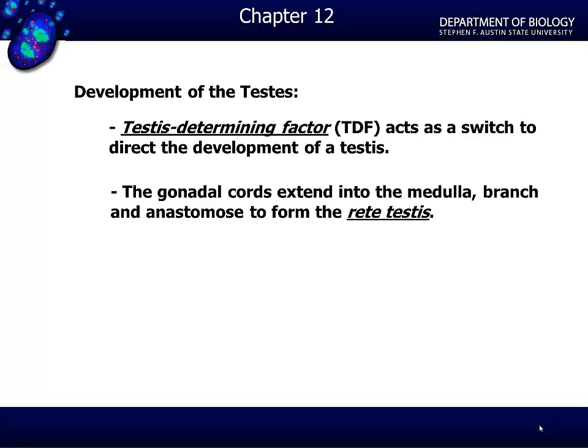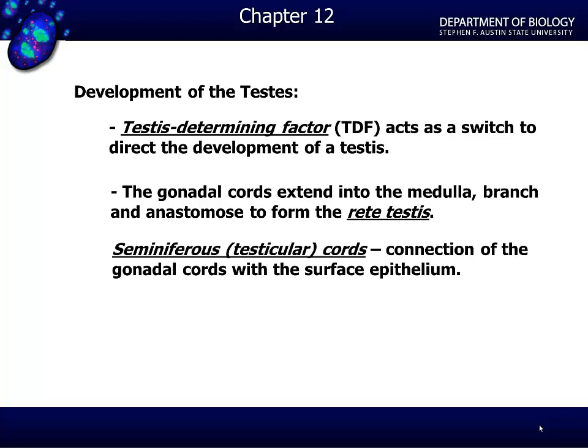But in the presence of testis determining factor, the gonadal cords are going to extend into the medulla, they're going to branch, and they're going to anastomose to form a network. And this network is going to form the rete testis. Now we're also going to see that seminiferous cords, also testicular cords, are going to form, and these are going to connect with the gonadal cords, and they're going to connect with the surface epithelium. So these cords, as they extend down, are going to form the seminiferous or the testicular cords. These are going to give rise to our seminiferous tubules.